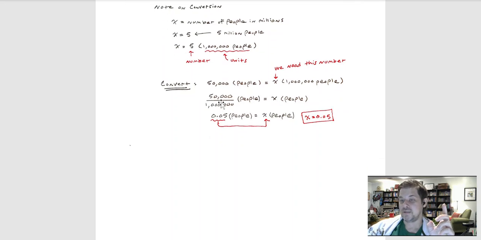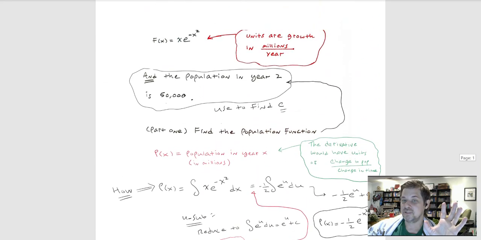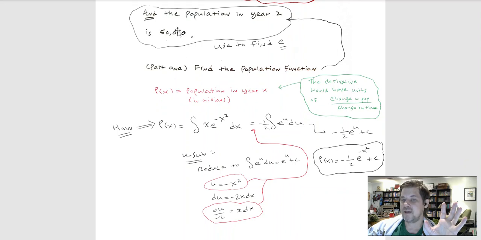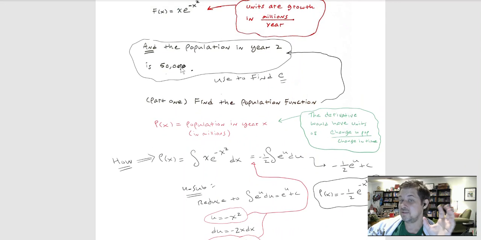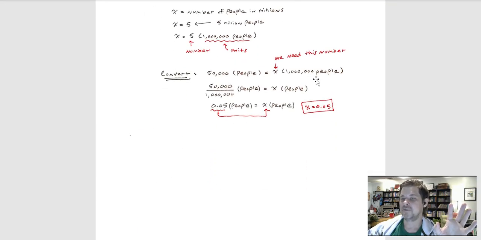Okay? All right. Now, here's what we need to do. In order for this function here to have that number be usable, I need it to be in millions. I don't need to say 50,000. I need to say a number in millions. Okay? I've got to preserve that unit. So here's what I'm curious about. I've got the number 50,000 people. Okay? So people is part of the unit. And I need to turn that into some number whose units are million people.